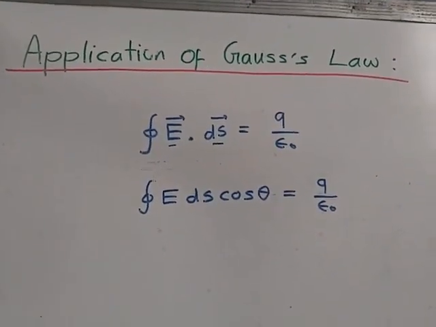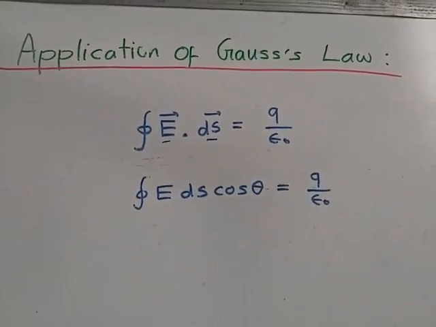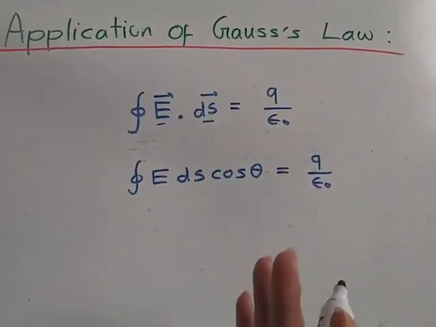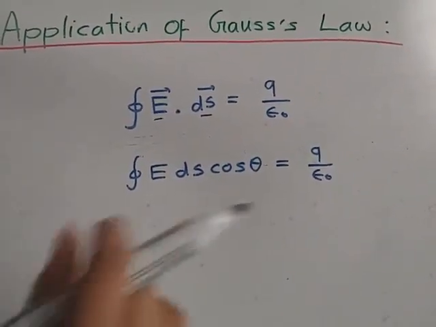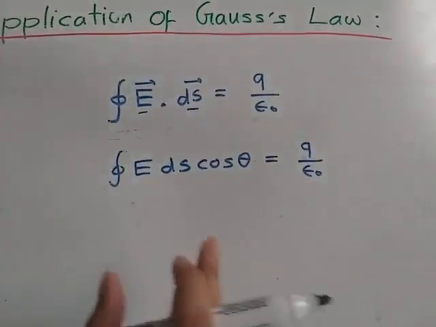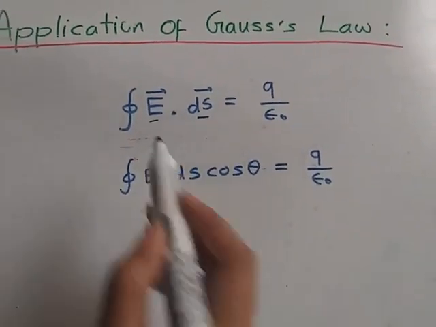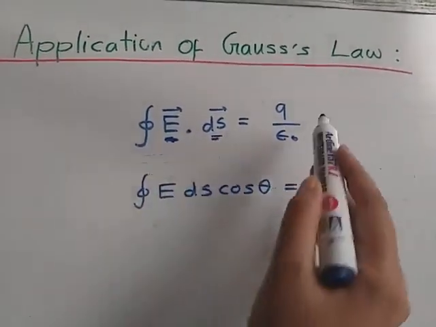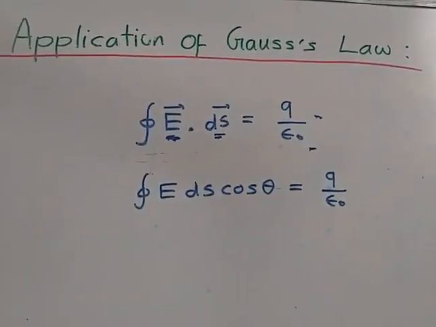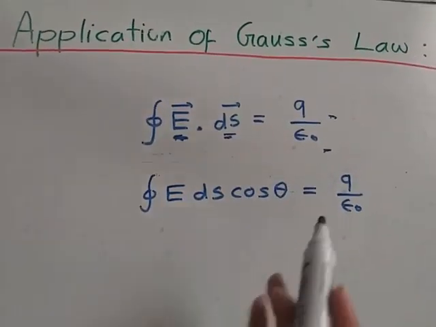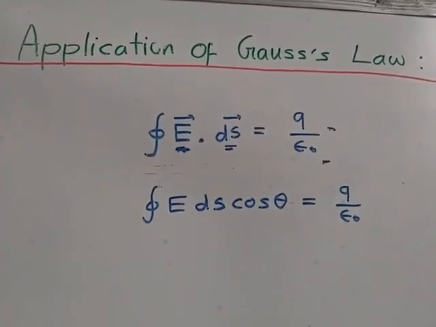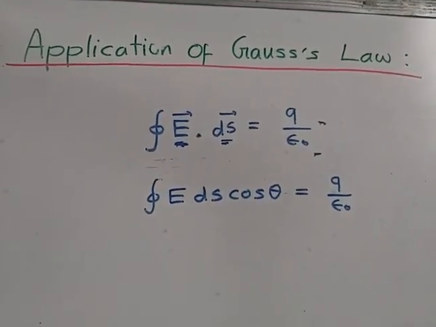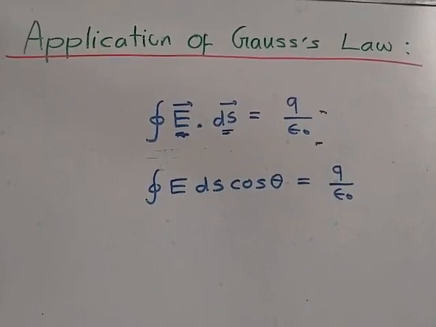In any equation of mathematics, we know we can always find one quantity if the other quantities are given to us. This is like an equation, and we have to find the value of E. So we have to know the value of ds, q and epsilon naught. That is, we have to know the cross section area, that is ds. We already know the value of epsilon naught, it is a constant quantity, and we have to know about the different types of charge distribution.